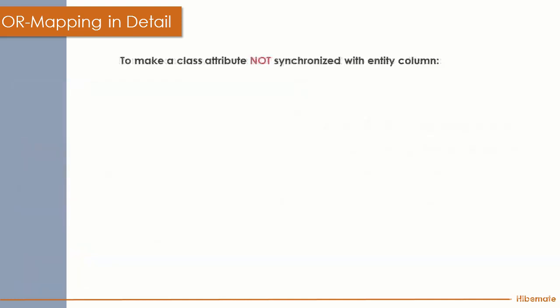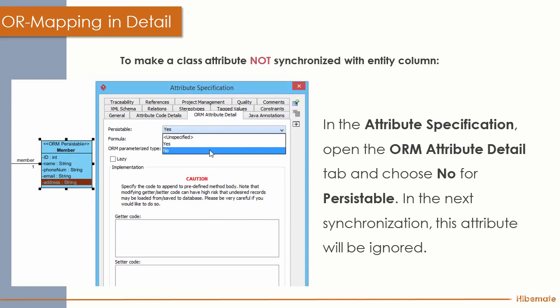The other way around, if you have an attribute in the class diagram and you don't want to generate a column for it in the ERD, you can also set the persistable to no. Usually this is a kind of transient attribute. You just use it to compute the value in the memory model. You don't want to save it. Then you can set it to no, and we will not generate the column for you.